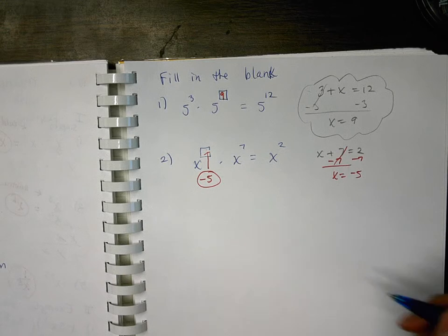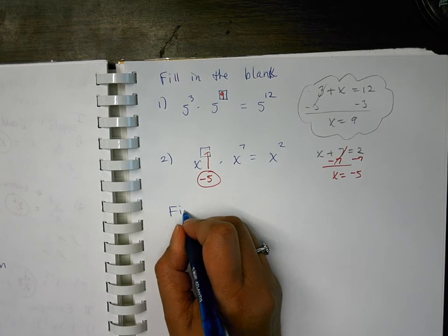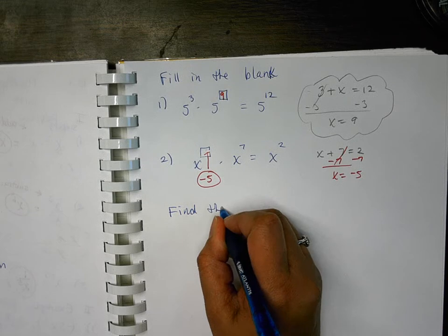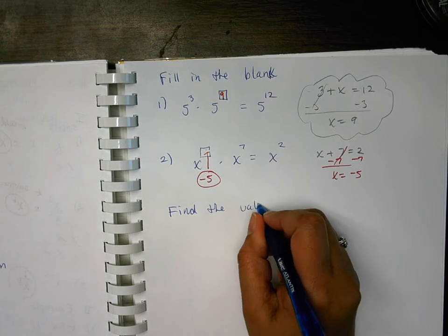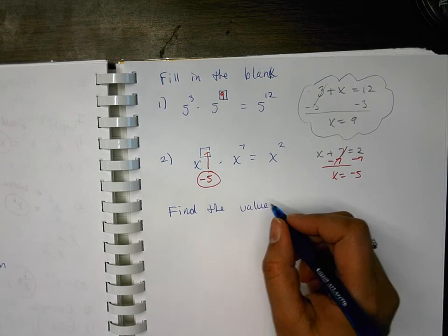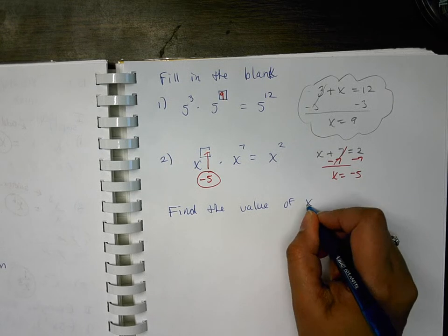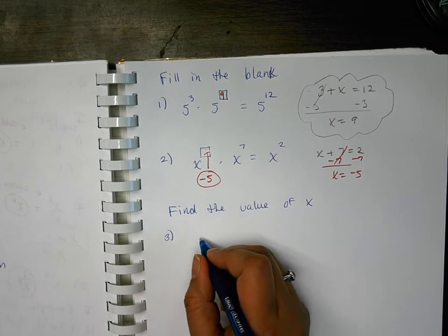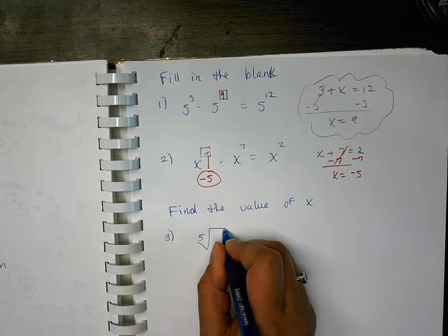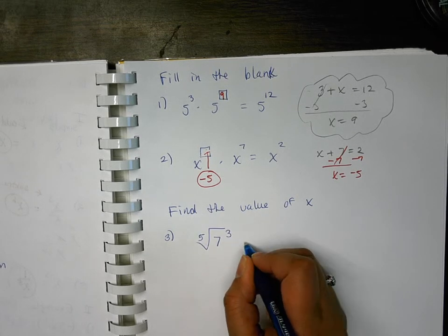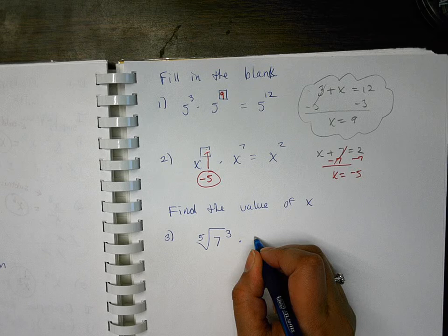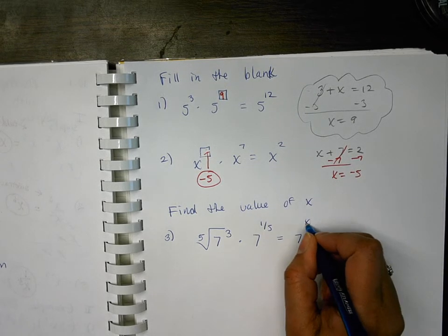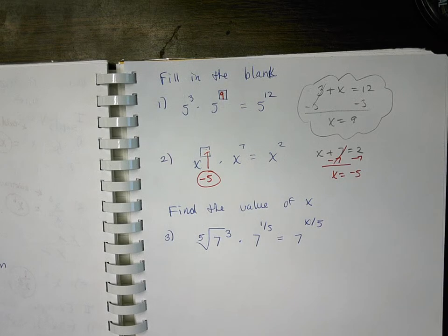Okay, last one. It's very similar, but the directions are different. Find the value of x. The 5th root of 7 to the 3rd times 7 to the 1/5 equals 7 to the x over 5. I want you guys to try that one right now.